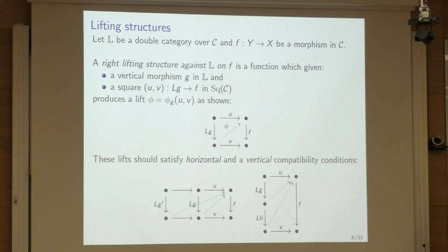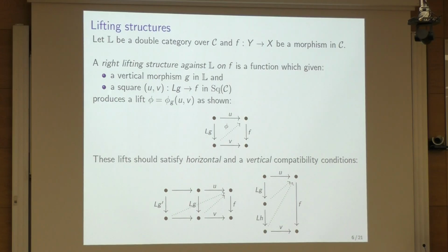And these are supposed to satisfy two compatibility conditions. So there's a map F with a set of fillers for all these squares in such a way that if you give me a square in the double category L, here I have such a lifting problem of L of G against F, then of course I get two solutions. I get a solution here for G primed and a solution here for G, and I want these things to be compatible, so I want this triangle to commute.